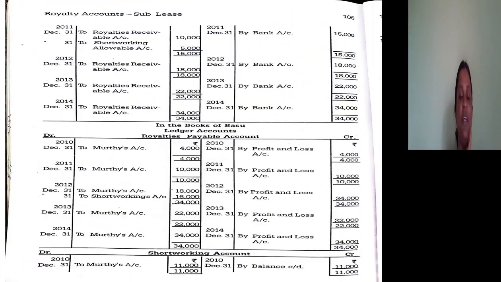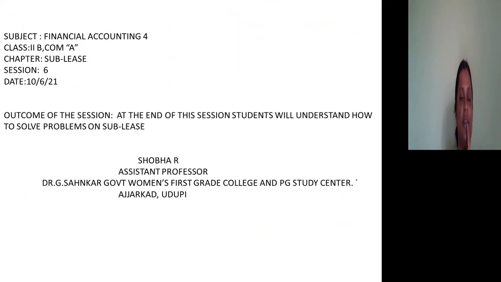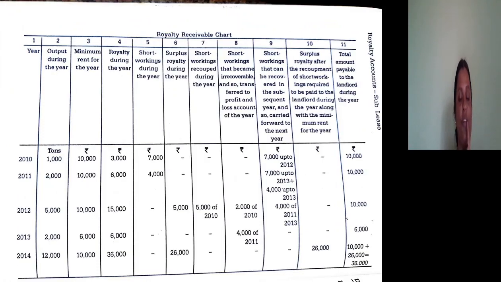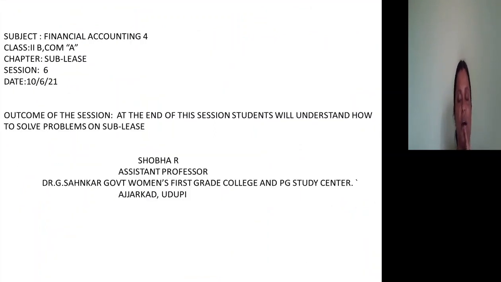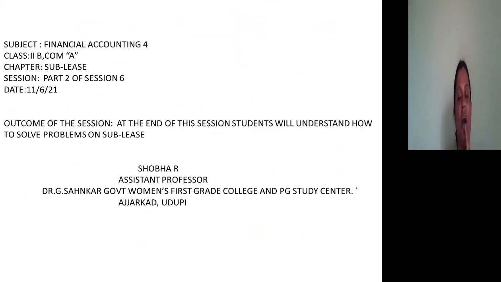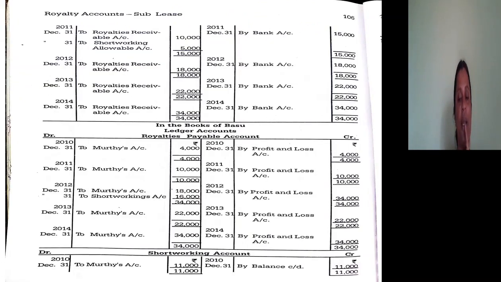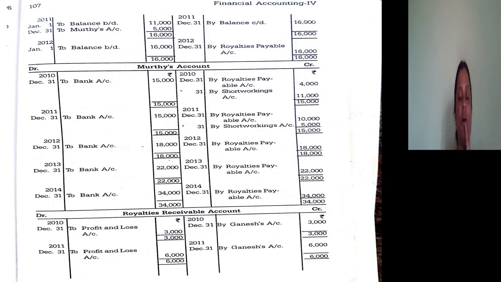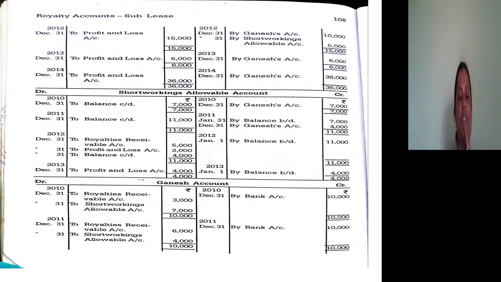Then as far as the fifth year is concerned, you just look at the royalty chart. This is the fifth year. Royalty is more than the minimum rent. There is excess. The excess is used to make payment to whom? The lessor. So how do we have to prepare accounts in the books of Basu, being a lessor? What is the journal entry?